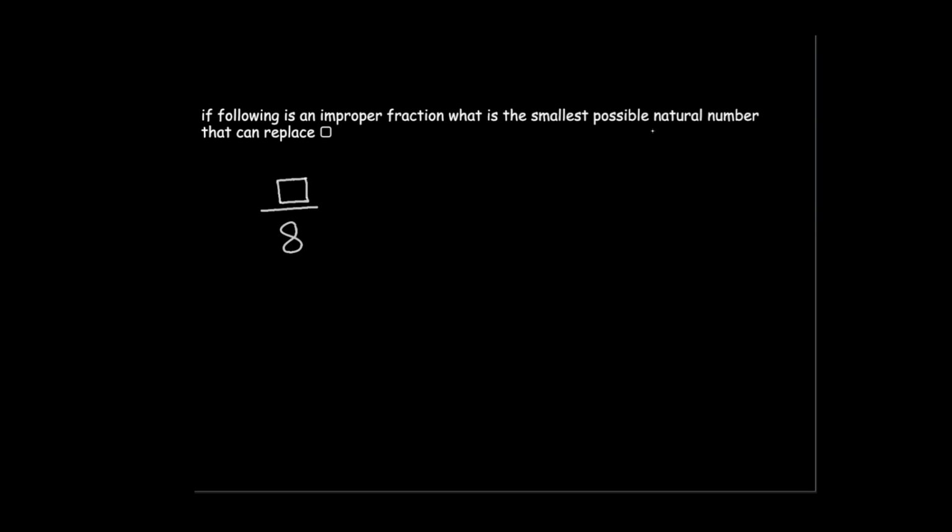So we're looking for natural numbers, and natural numbers are basically 0, 1, 2, 3, and it goes to infinity like that. But we want an improper fraction, so we can technically write 8, 9, 10, 11, and it keeps going like that. But the question is asking for the smallest possible natural number, and the answer to that would be 8, because it could be equal, right? So our answer is 8.